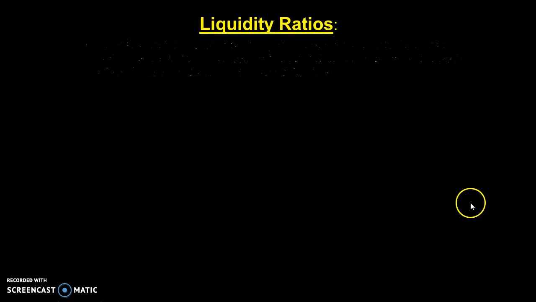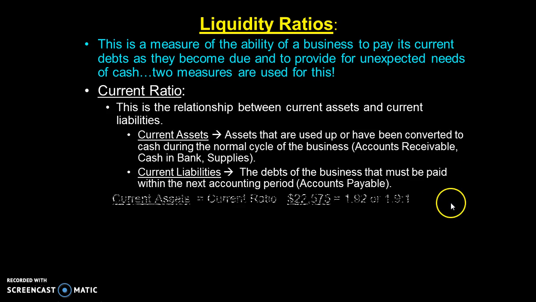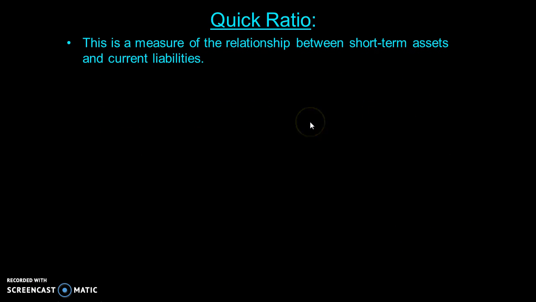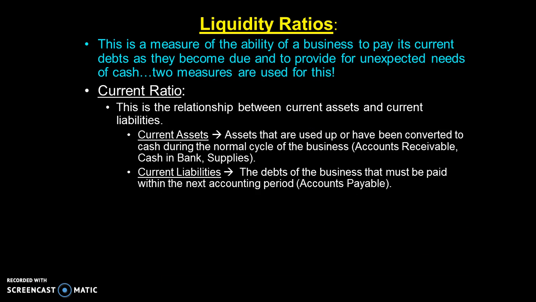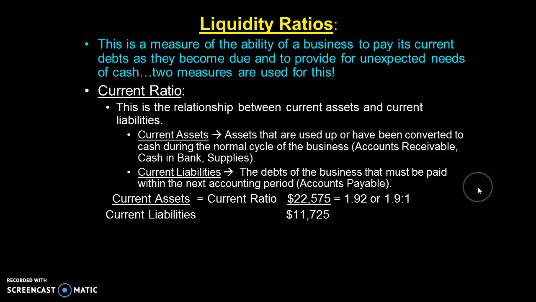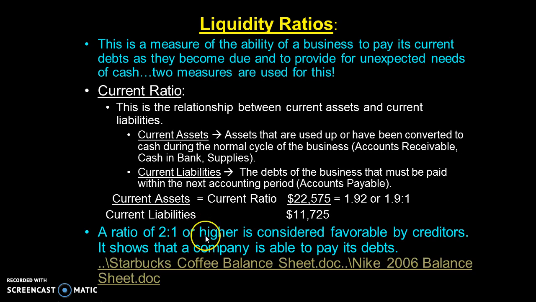And then there are liquidity ratios. I mean, you can look at this to figure it out. The current ratio is just looking at the relationship between current assets and current liabilities. And these are their current assets and current liabilities. You want to have a 2-to-1 ratio, comparing current assets and your current liabilities. The higher it is, the more it shows that you can pay off your debts.